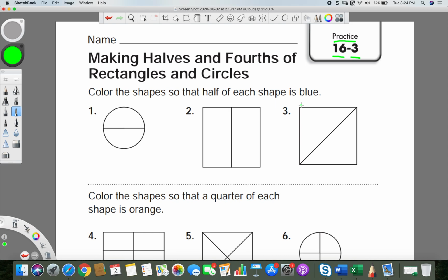Get those colored pencils or crayons out. Heck, even if you want to get a marker, I'm okay with it. So go ahead, get those fun colors out. For this one, they want blue. Now, you know what? I'll even underline the word blue with the color blue. So show half of each shape colored blue.